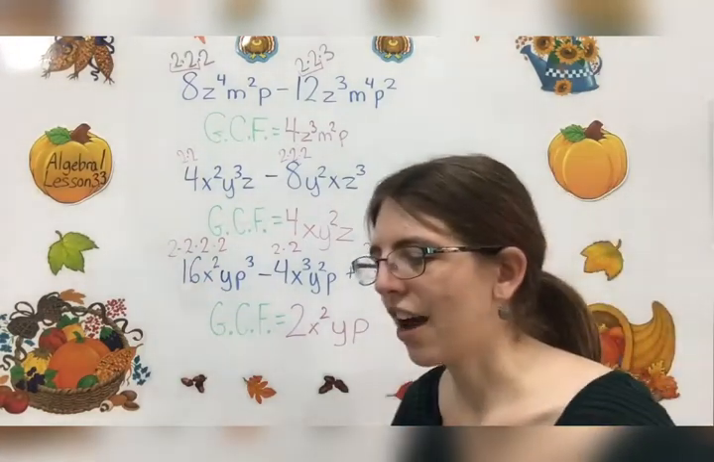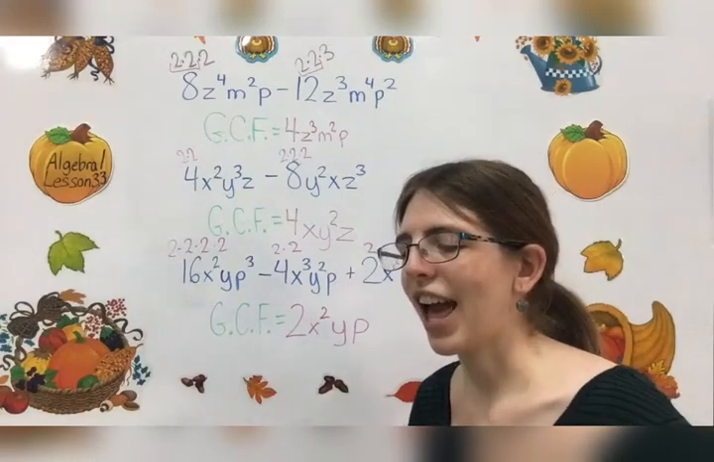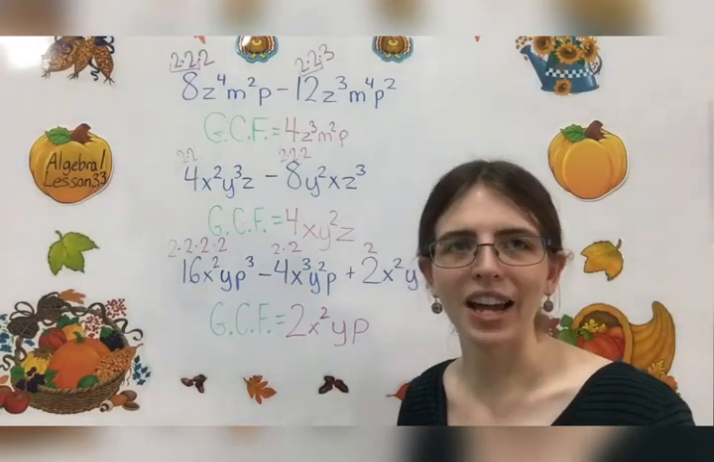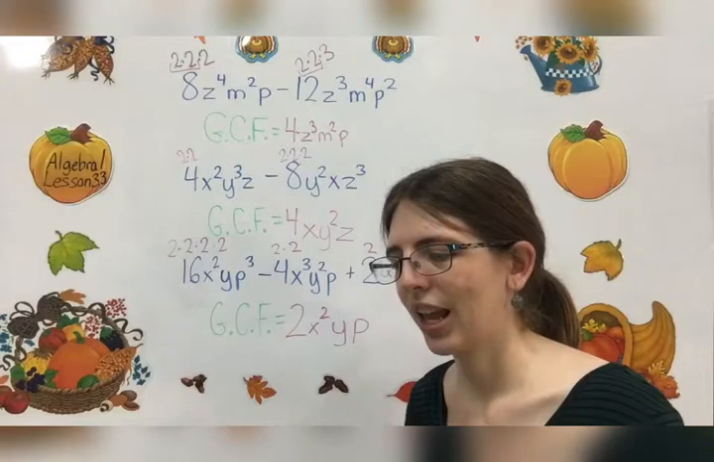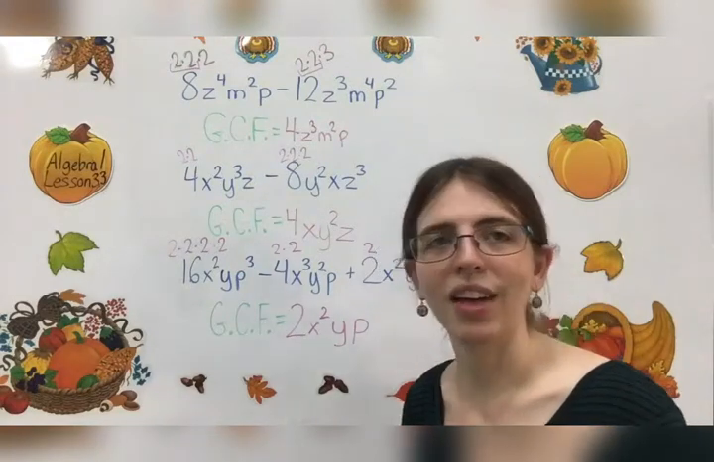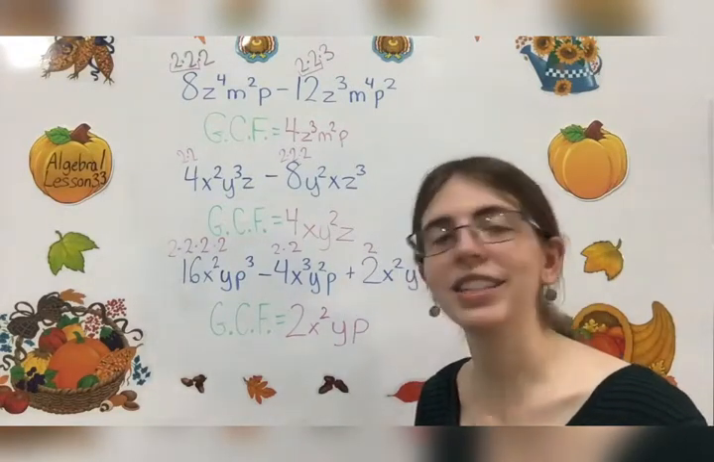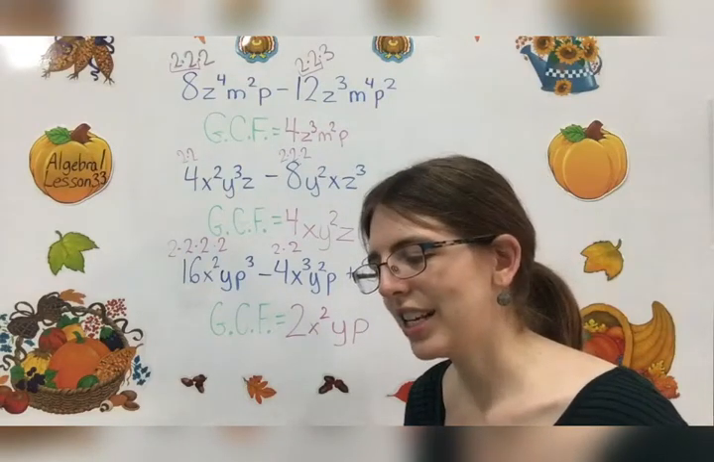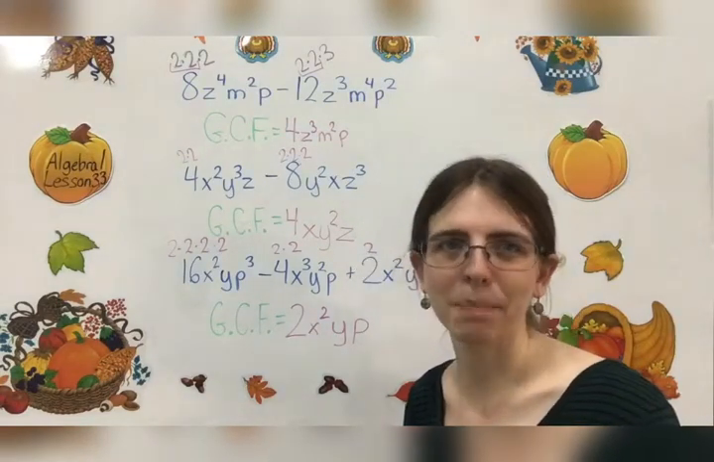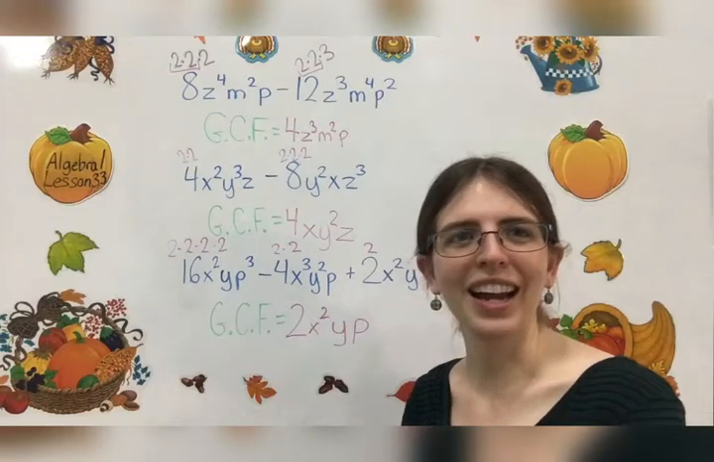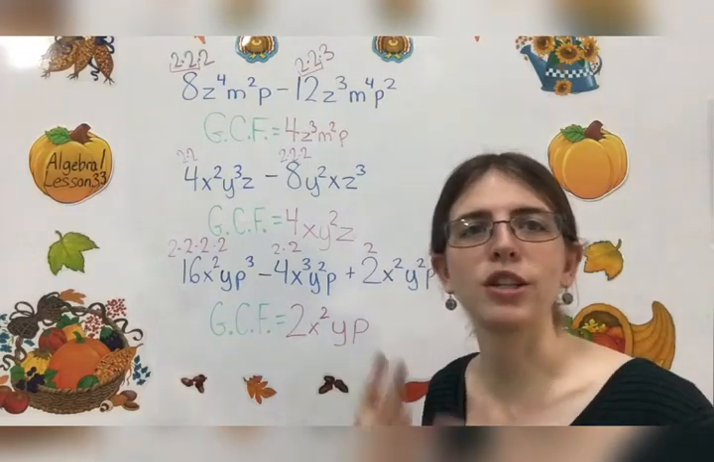Okay, you should be back now, ready to go. Letter A, 2xy3m. Letter B, 5a squared, b squared, c squared. C, 4xyp3.